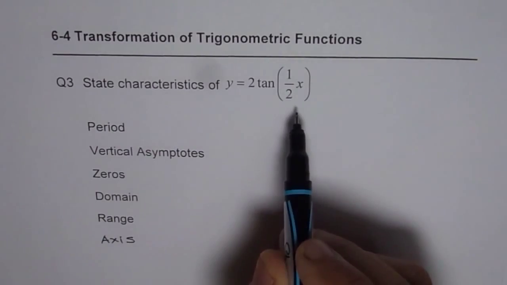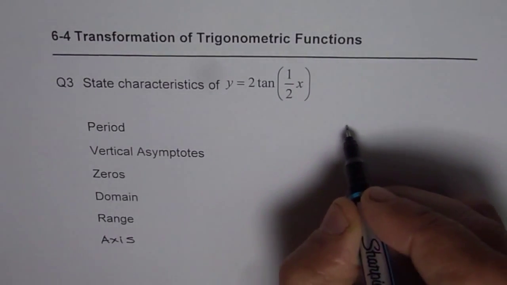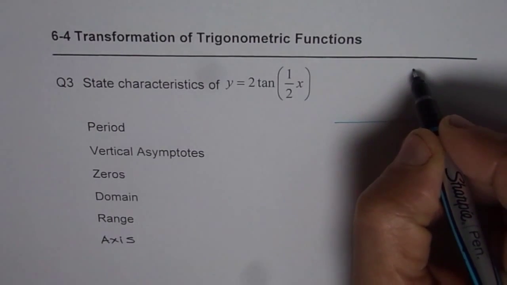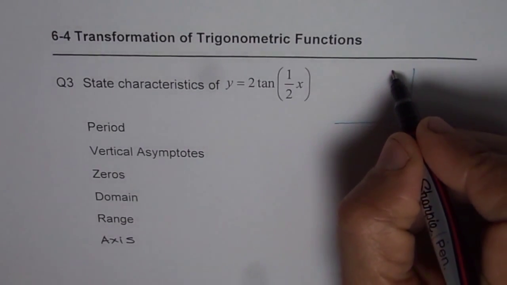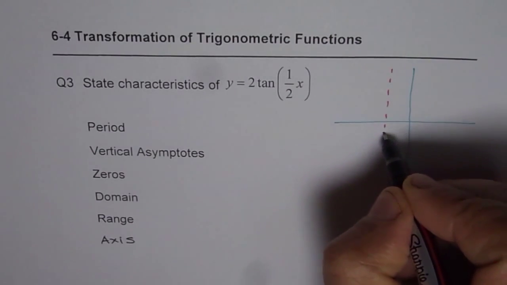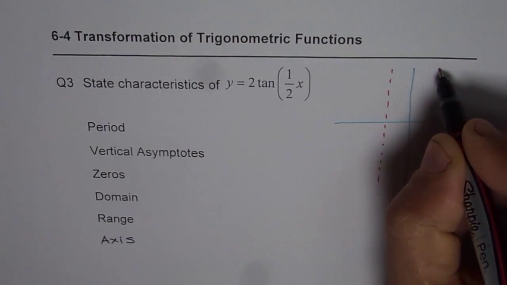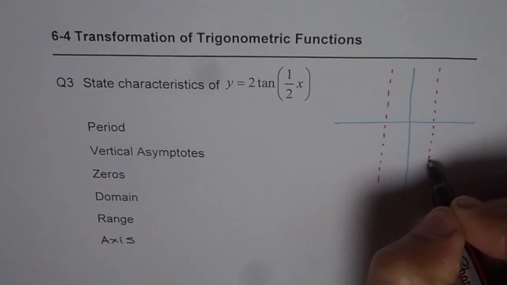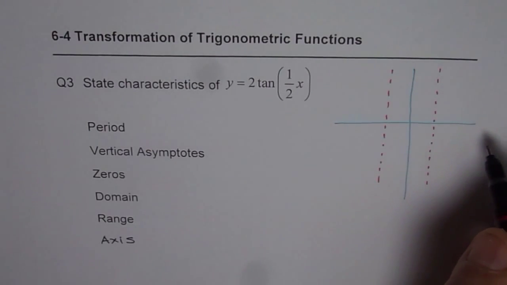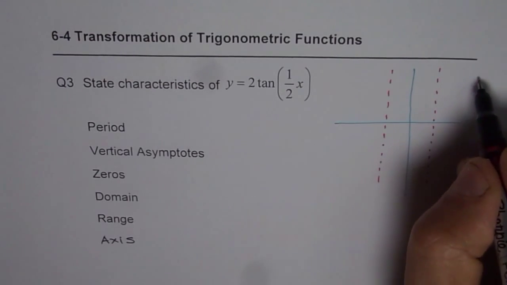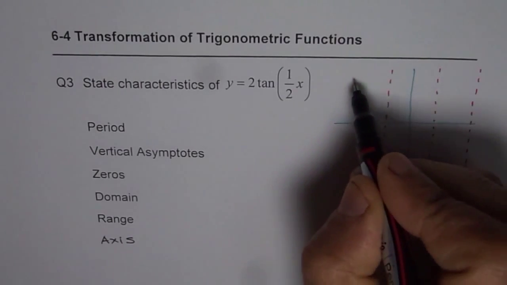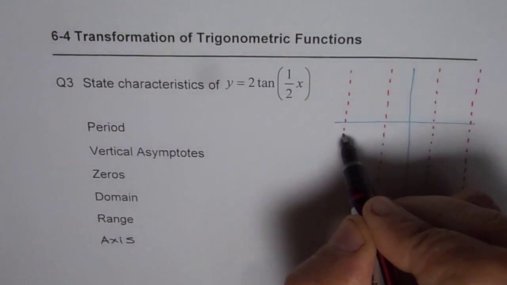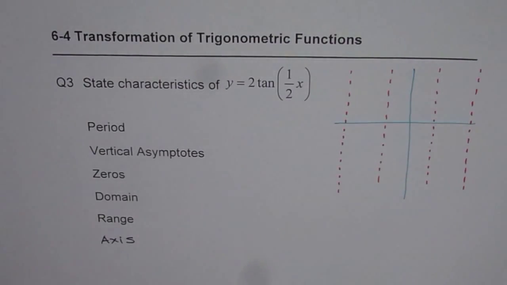So before getting into the transformed function, let us sketch the tan function itself, right? And then we'll write down the characteristics of the transformed function also. So as I was saying, tan x has vertical asymptotes, and these vertical asymptotes are at plus and minus pi by 2, plus and minus 3 pi by 2, plus and minus 5 pi by 2, and so on, right? And the time period for the tan function is pi, not 2 pi. So that is how tan x is very different from sine and cosine x, right?